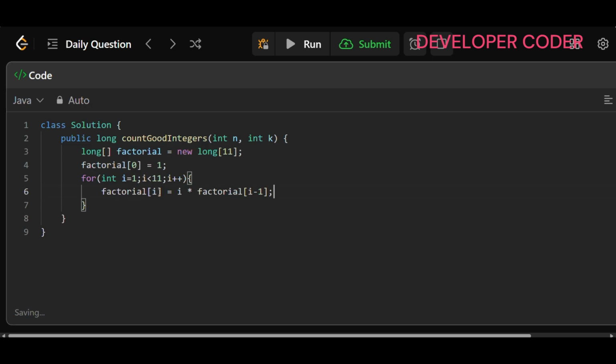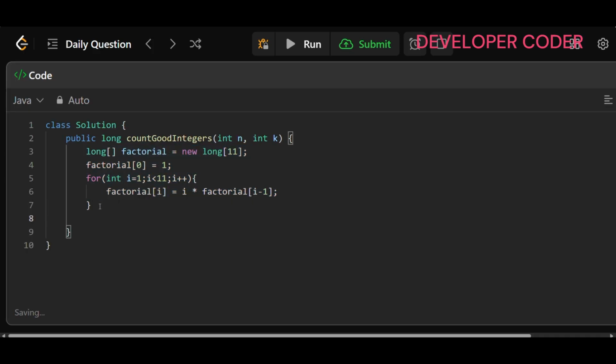Same way for 2: 2 into the factorial of 1, which we already know previously, then 3 into 2 factorial, which we also know previously, right? So this is how I'm going to fill this factorial array. In competitive exams we used to do the same thing, because it will save much time, right? Okay, done.